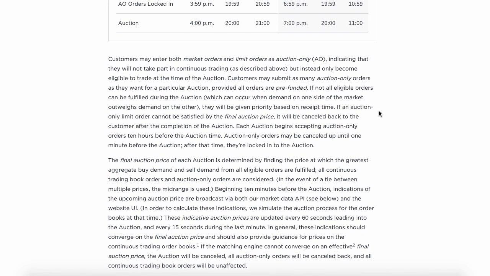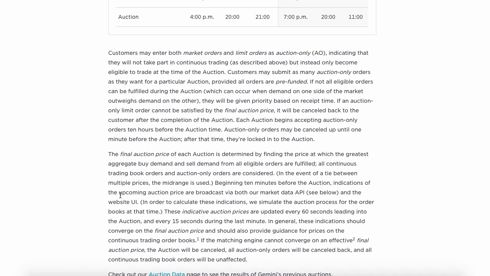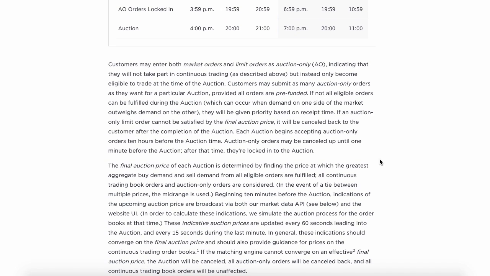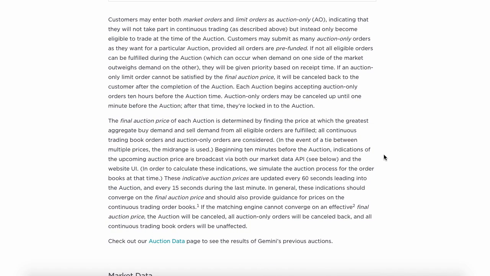So what determines the final auction price? You can actually just read this paragraph to see exactly how the auction works, and what Gemini does, in a simpler way to put it. Gemini wants to find the largest amount of volume at a certain price, which will become that indicative auction price. What that means is that if there's a lot of volume at one particular price, that's basically the agreed upon price by the auction.